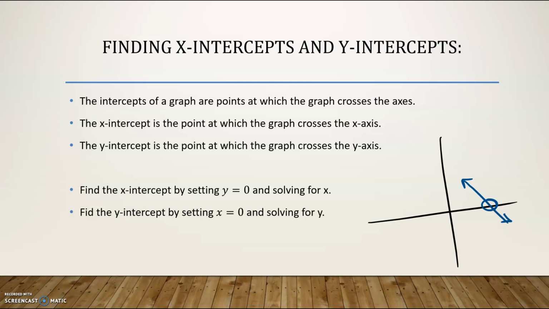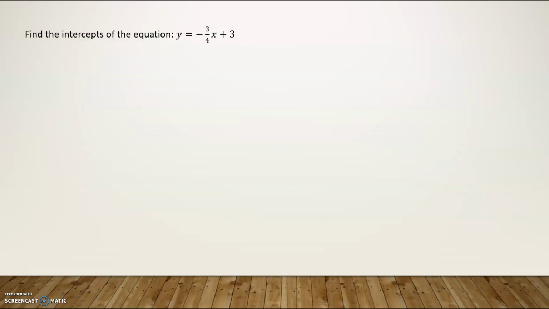If we had this graph here, okay, well now it crossed the y-axis at this point right here. So there's the y-intercept. At that point, x is going to be 0. So for finding the y-intercept, you're going to be setting x equal to 0 and then solving for y. So if we look at this, we're going to find the intercepts of this equation. So if we're going to find the x-intercept, that means that y is equal to 0.